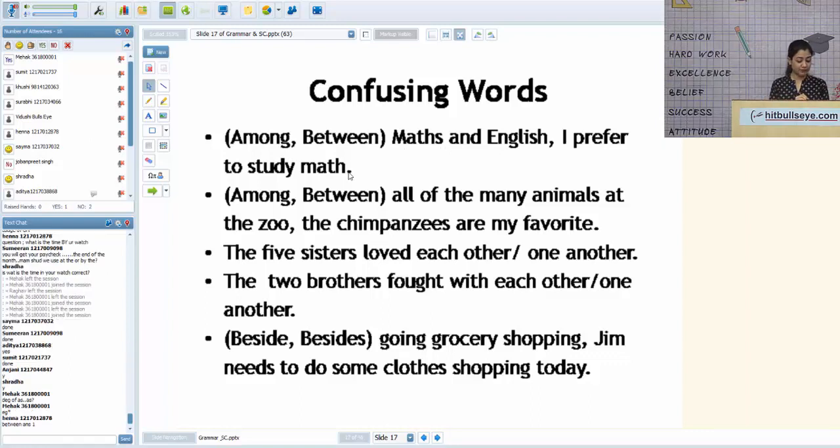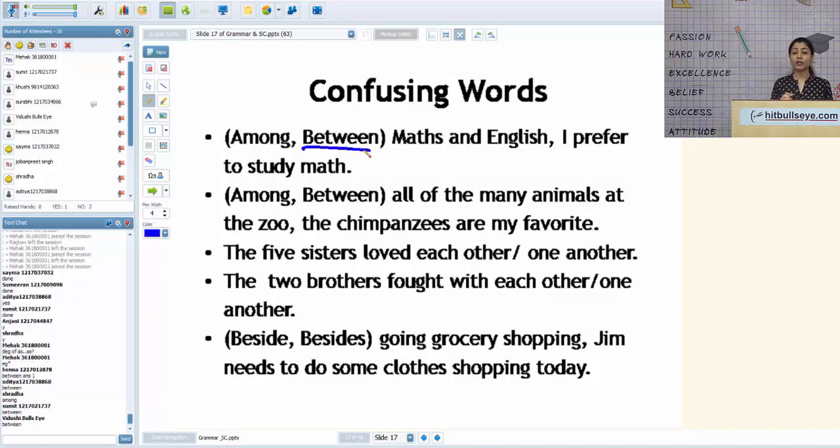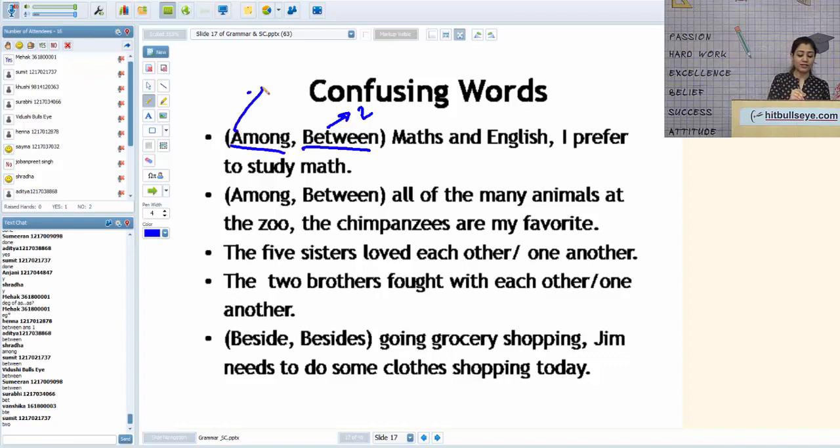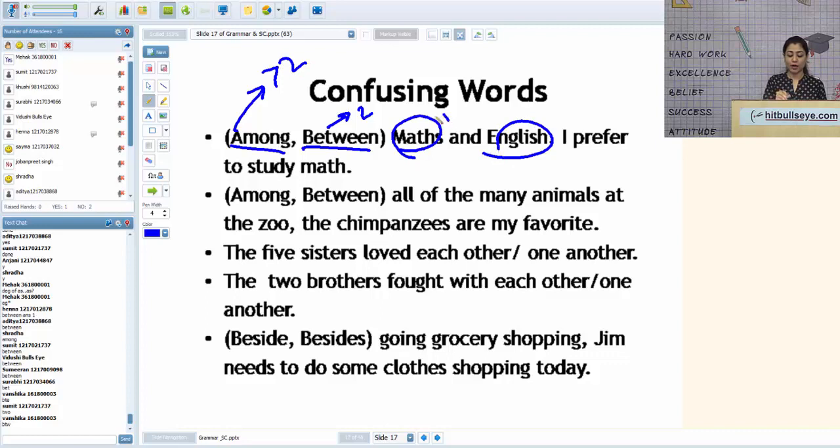What do you guys think should be the first one? Yes, between it is. How do you guys gauge it? Because we are talking about two entities. Remember, we talked about how between is for two and among is for more than two. So we have two entities, maths and English, 1 and 2. So between is the correct answer.